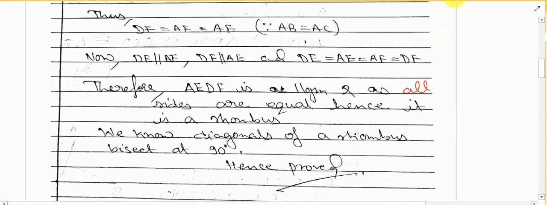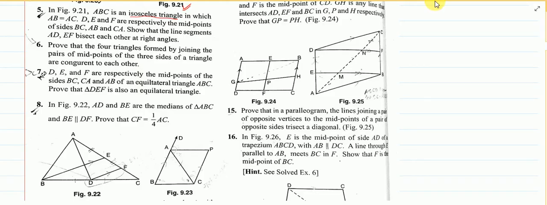So this is how you are supposed to do this question. Now we will see the next question. Okay children, now let us see question number 6. So here it says, prove that the 4 triangles formed by joining the pairs of midpoints of the 3 sides of a triangle are congruent to each other.